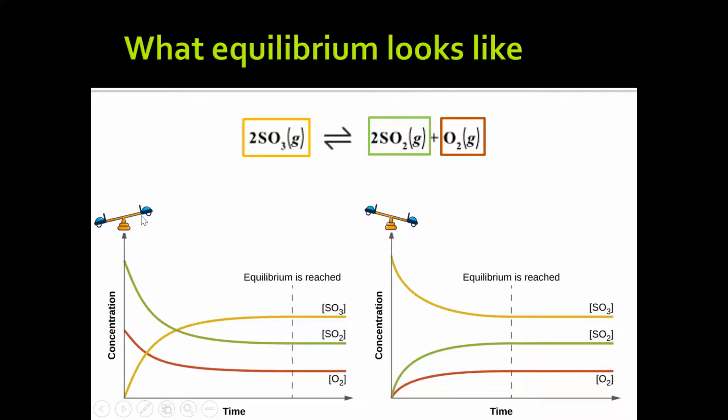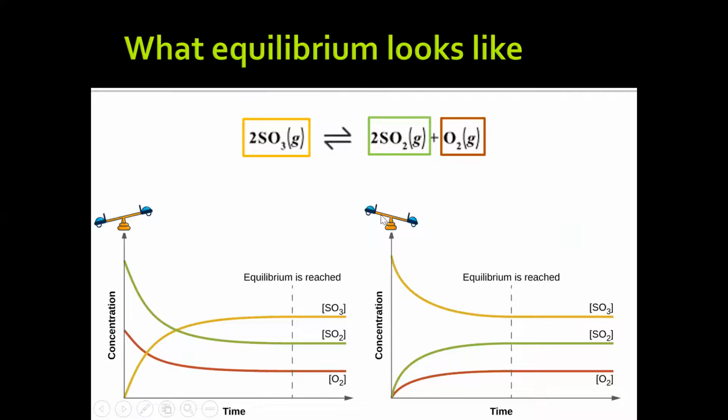Whatever direction that basketball or soccer ball or whatever rolls is the direction the reaction is going to go. So notice here, I have more of my products. It's going to roll towards my reactants. That means my reaction is going to shift towards the left, or towards my reactants, the reactants that I see on here. This graph shows the opposite.